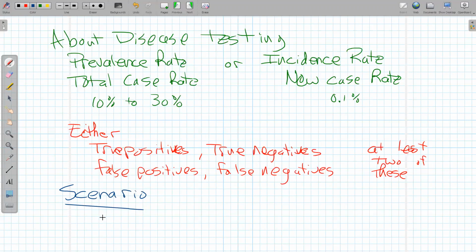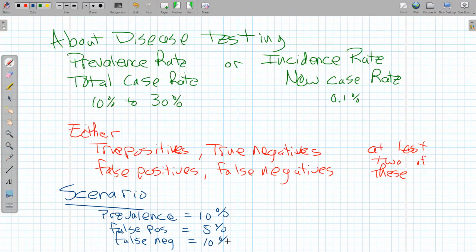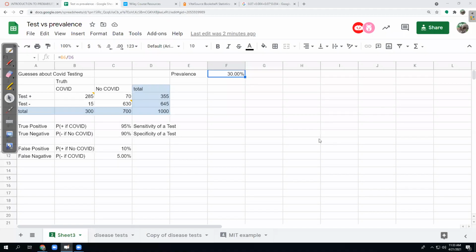That we're going to have a prevalence rate of 10%. And let's go with a false positive rate of 5% and a false negative rate of 10%. And that's a little different than what we did before. And so we're going to whip that out on a spreadsheet.